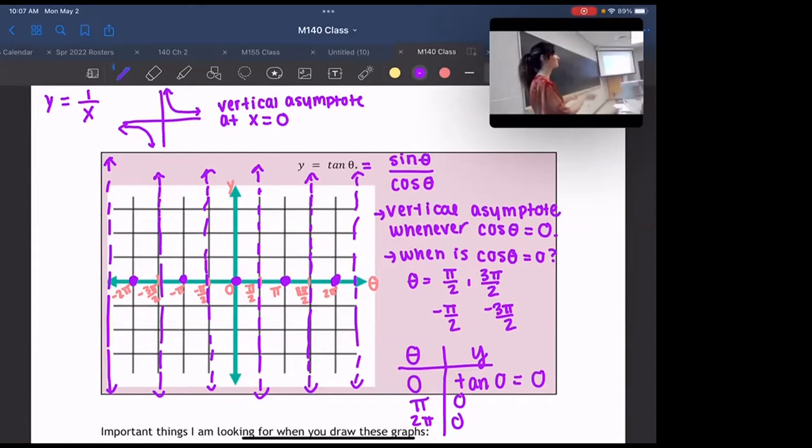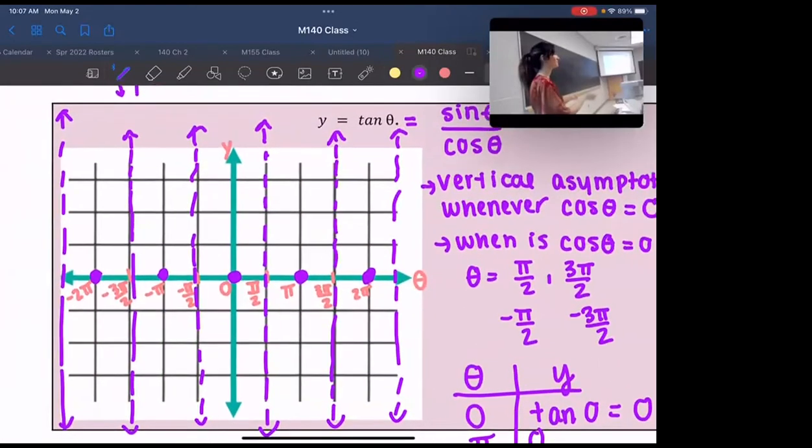We also drew last class a couple important points. So we drew a point at 0, pi, 2 pi, negative 2 pi, and all those values ended up being 0 because, well, that's how it kind of ended up, right? Okay, so we have points on the graph.